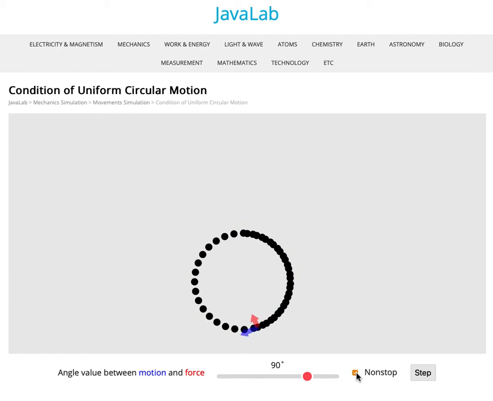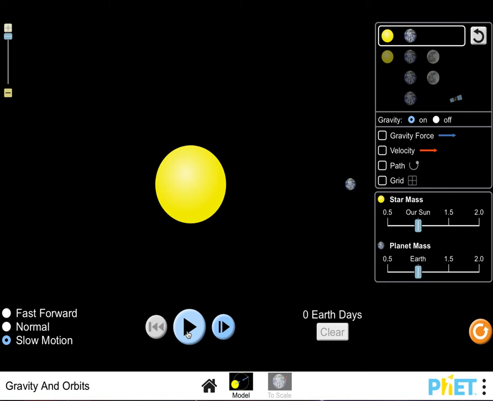If you notice there, it moves in a circle. So what it takes to make an object move in a circle is that you have to have a force that points perpendicular to your motion. And this is the same mechanism that keeps the Earth orbiting the sun.